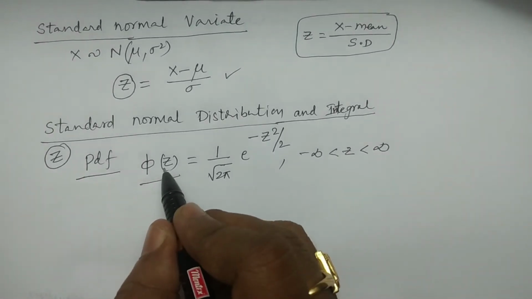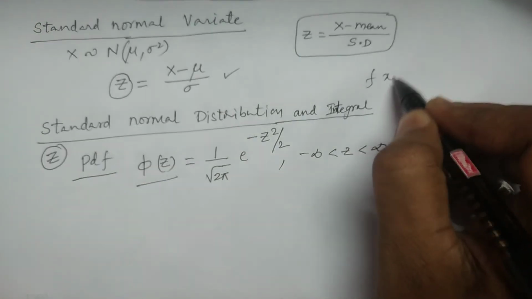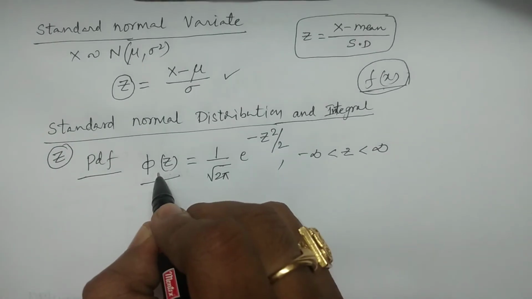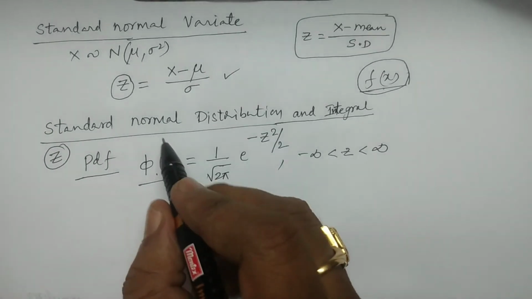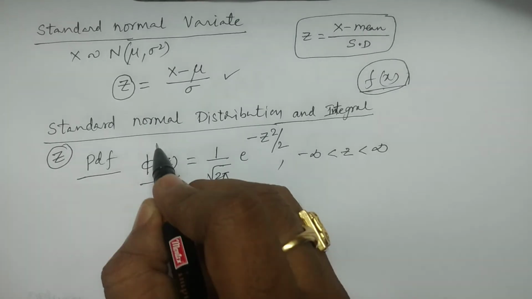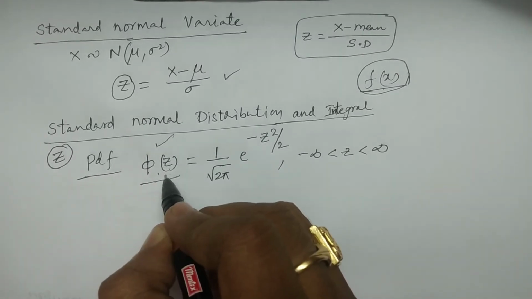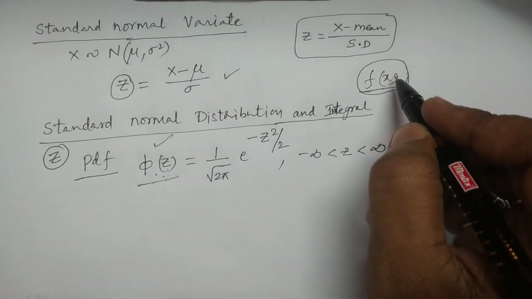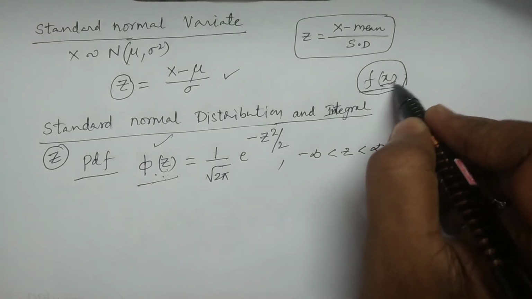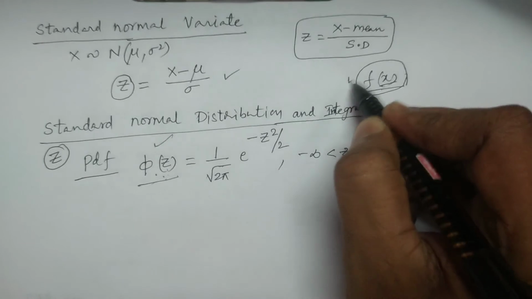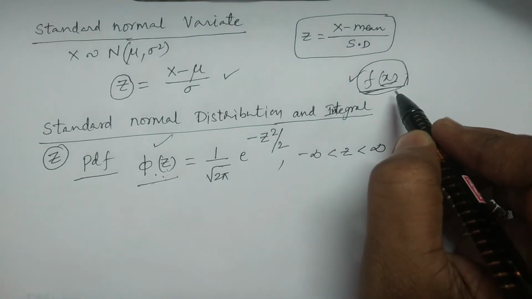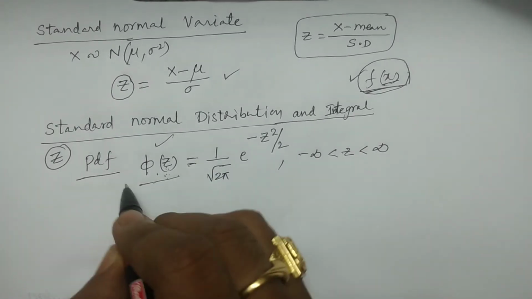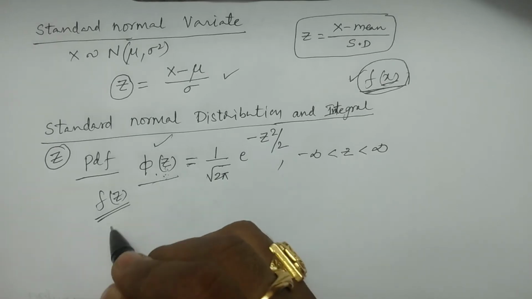Why are we calling it phi of z? Usually we use f of x, the PDF of x. Here we denote the probability density function of z with phi of z. Remember, we don't use this kind of notation for any variable x. For all distributions of the variable x, we use f of x as the probability density function. Now we are taking phi of z. That is the difference you observe here. Phi of z, you can also call f of z, no problem.